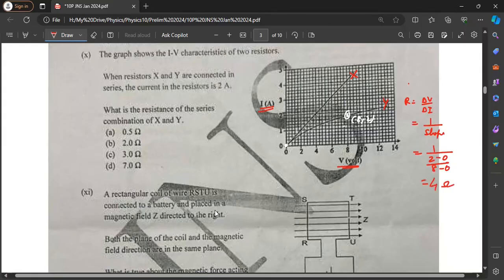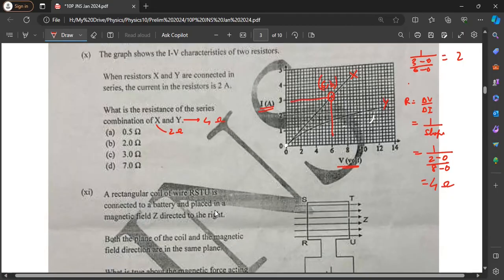Okay. And which is the other one? I can take this one, which is 6, 3. So here the slope will be 1 upon 3 minus 0, 6 minus 0. So the answer will be 2. That means the X value is 2 ohms and Y value is 4 ohms. Okay. Was there an error in this one?